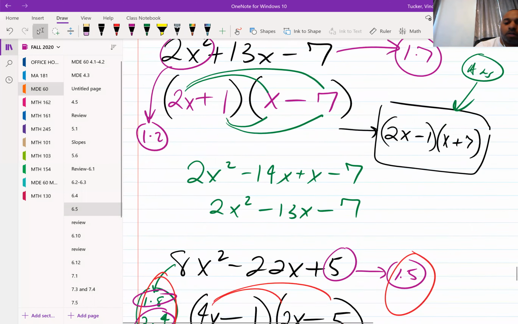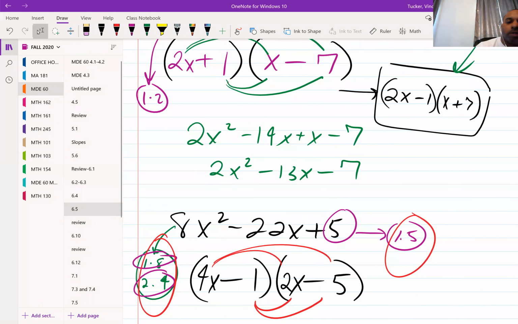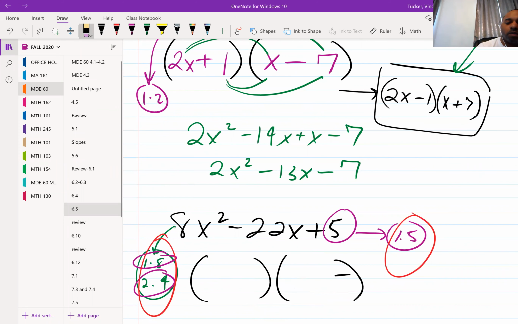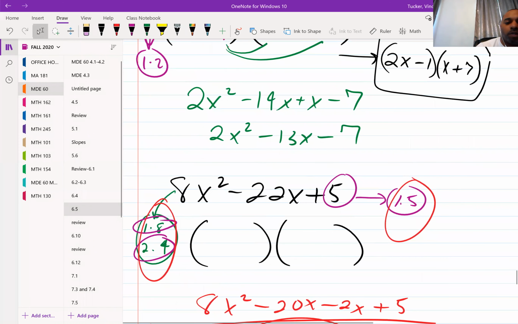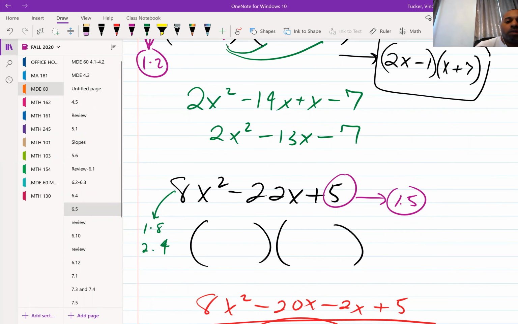All right, erase this stuff. All right. So we have 8x squared minus 22x plus 5.